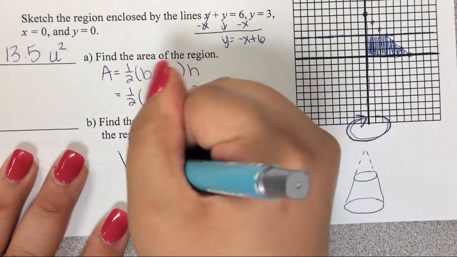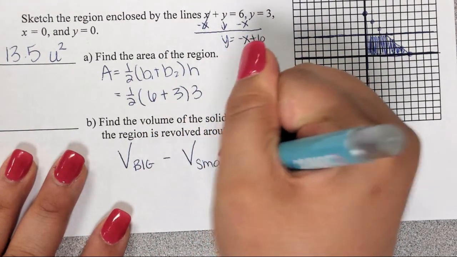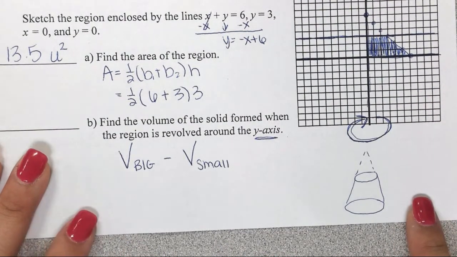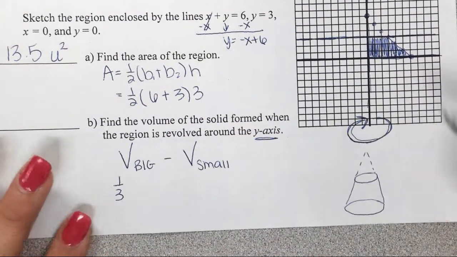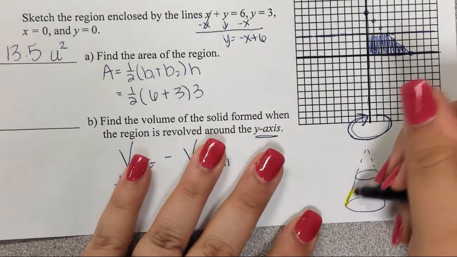I'm going to find the volume of the big cone and subtract the volume of the small cone. Well, what's the formula for volume of cones? 1/3 BH. Well, my big cone, I'm going to do my big cone in yellow. Here is this big cone.